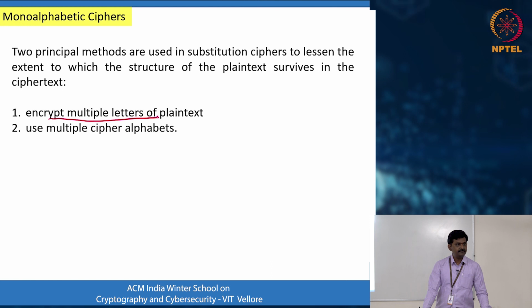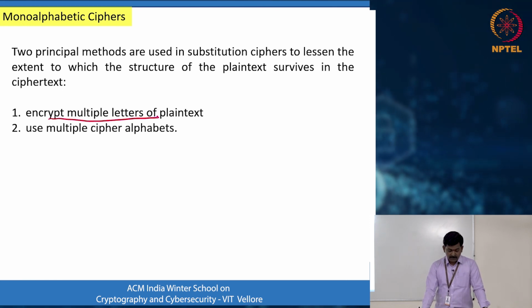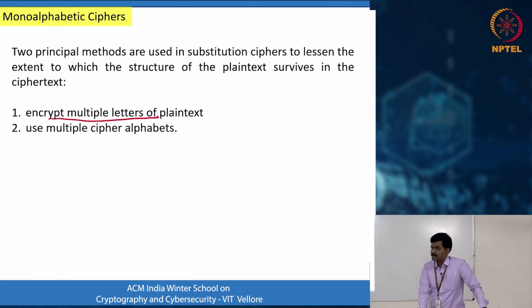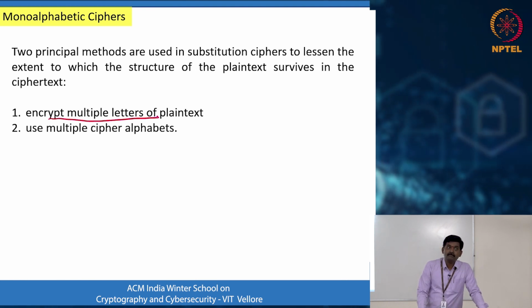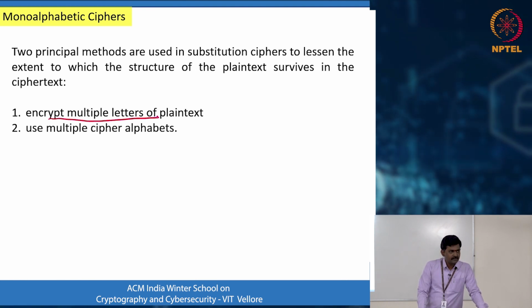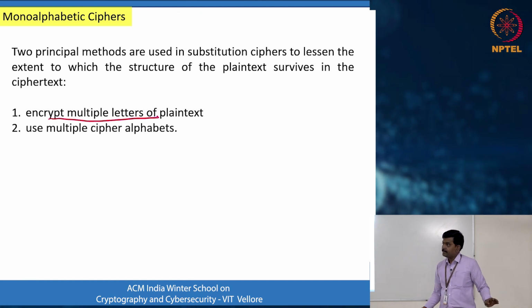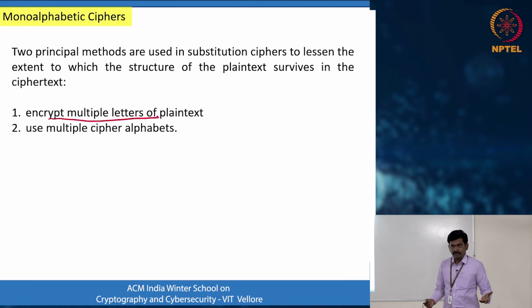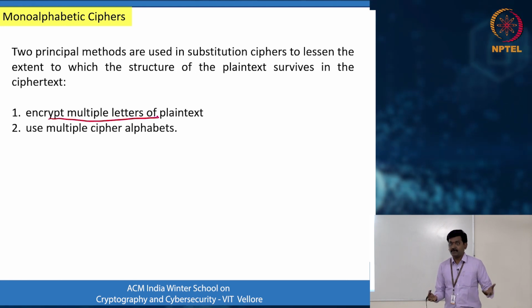Are you able to follow? That is the first option. Otherwise, use multiple cipher alphabets. That means not a one-to-one relation, but rather a one-to-many relation. Are you able to follow? One-to-many means a plain text alphabet would get multiple cipher alphabets. A could be D, it could be Z, multiple alphabets.